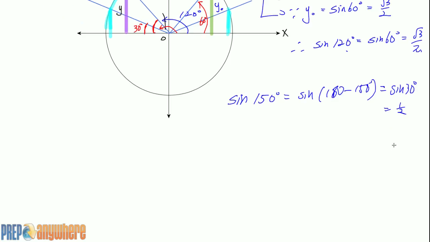So in fact, in general, this is always true. Do you guys see that? It has to be that sine of 180 minus theta will always equal sine of theta.